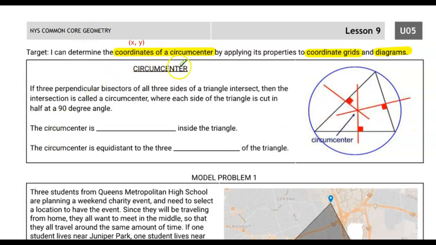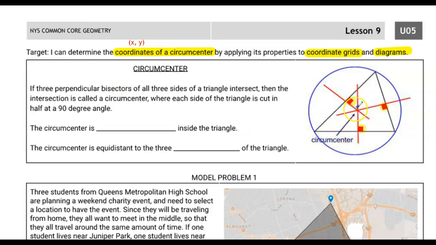First, let's take a look at the definition of circumcenter, which you already know, but let's formalize that definition. If three perpendicular bisectors of all three sides of a triangle intersect, that's what they're doing here. These are perpendicular bisectors and they intersect at one central point. How do we know they're perpendicular bisectors? Well, the perpendicular part is proven because of these little boxy things. Those are right angles. So we know that this line, the red line, is perpendicular to that side. This other red line is perpendicular to this side, and this red line is perpendicular to this side.